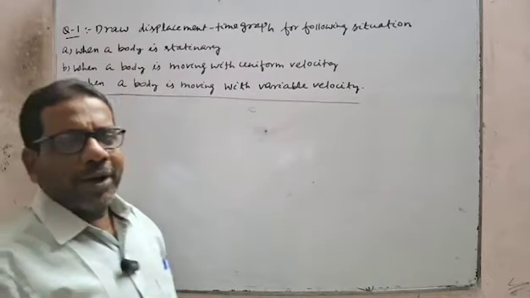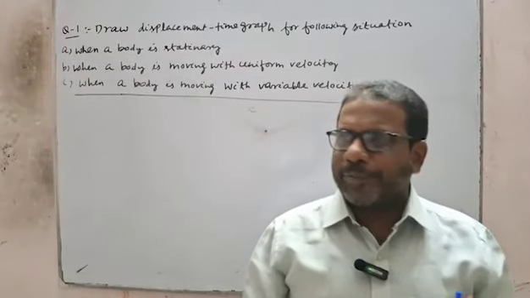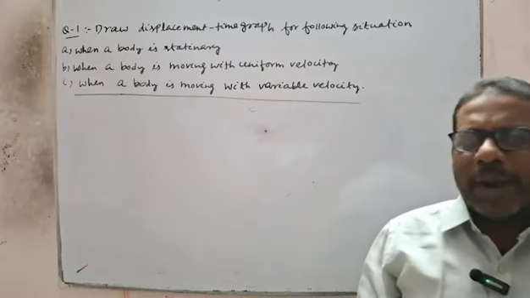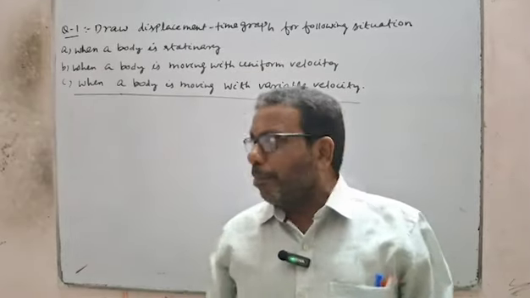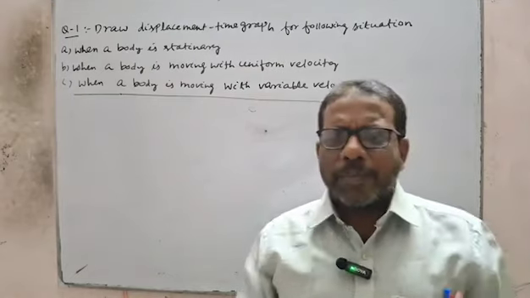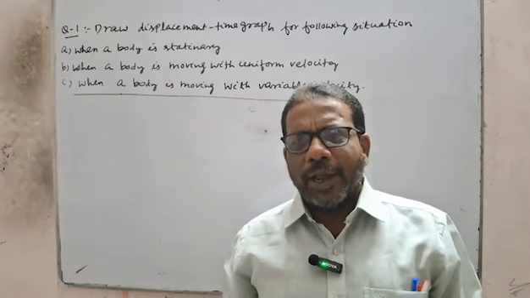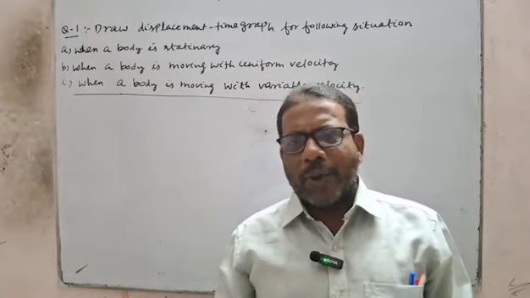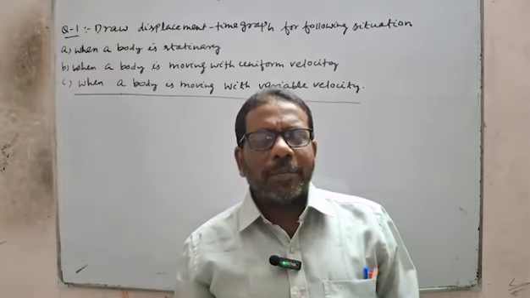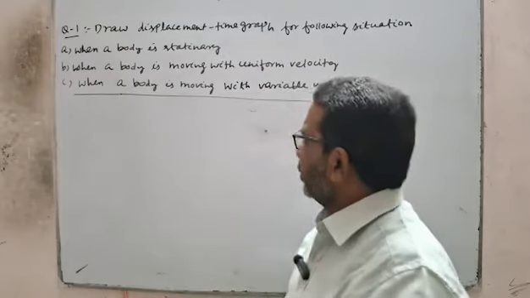The question is: draw a displacement-time graph. Bit 1, when the body is stationary. Bit 2, when a body is moving with uniform velocity. And the third question is when the body is moving with variable velocity.